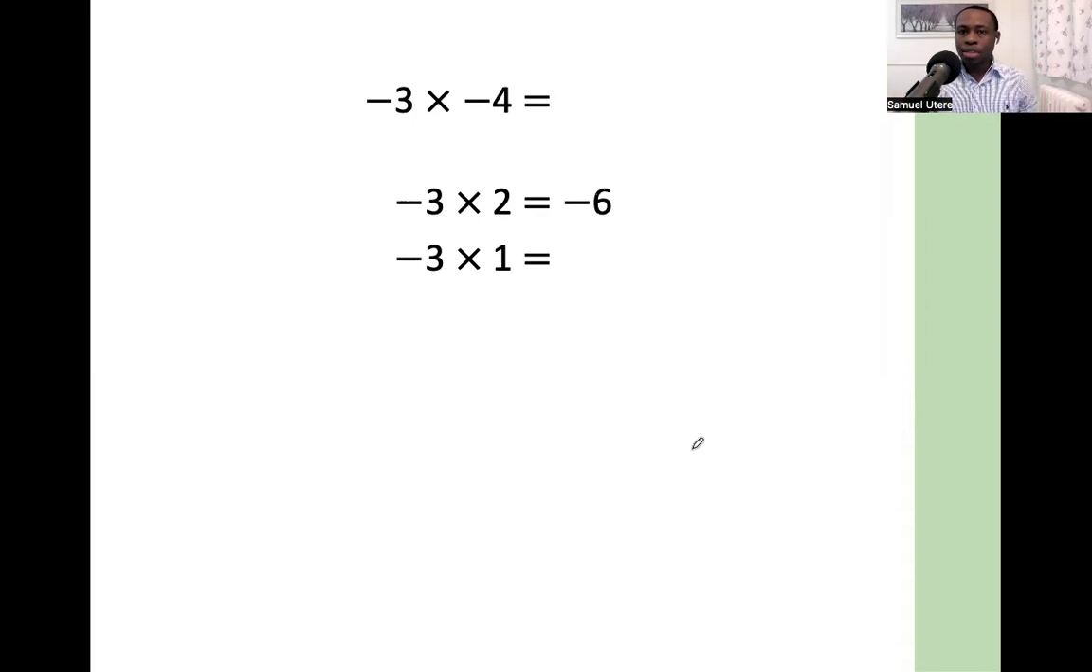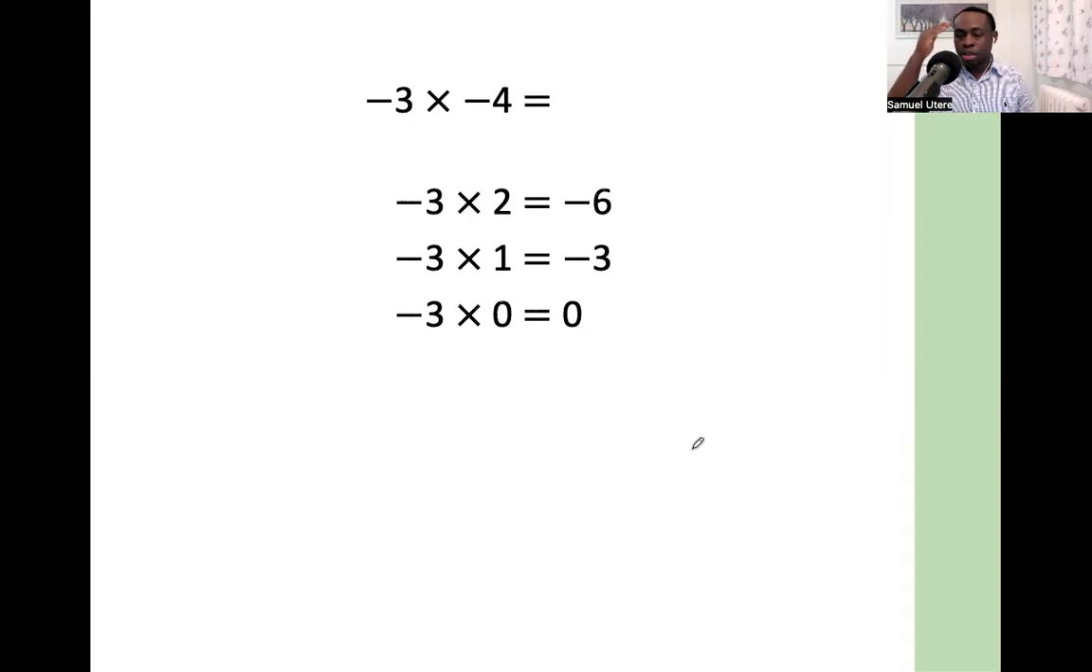Negative 3 times 1 will be negative 3, and negative 3 times 0 will be 0. Now, what is the pattern? Have you noticed that it is increasing by 3 every time? Because from negative 6 to negative 3, we have to do 3 steps to the right.